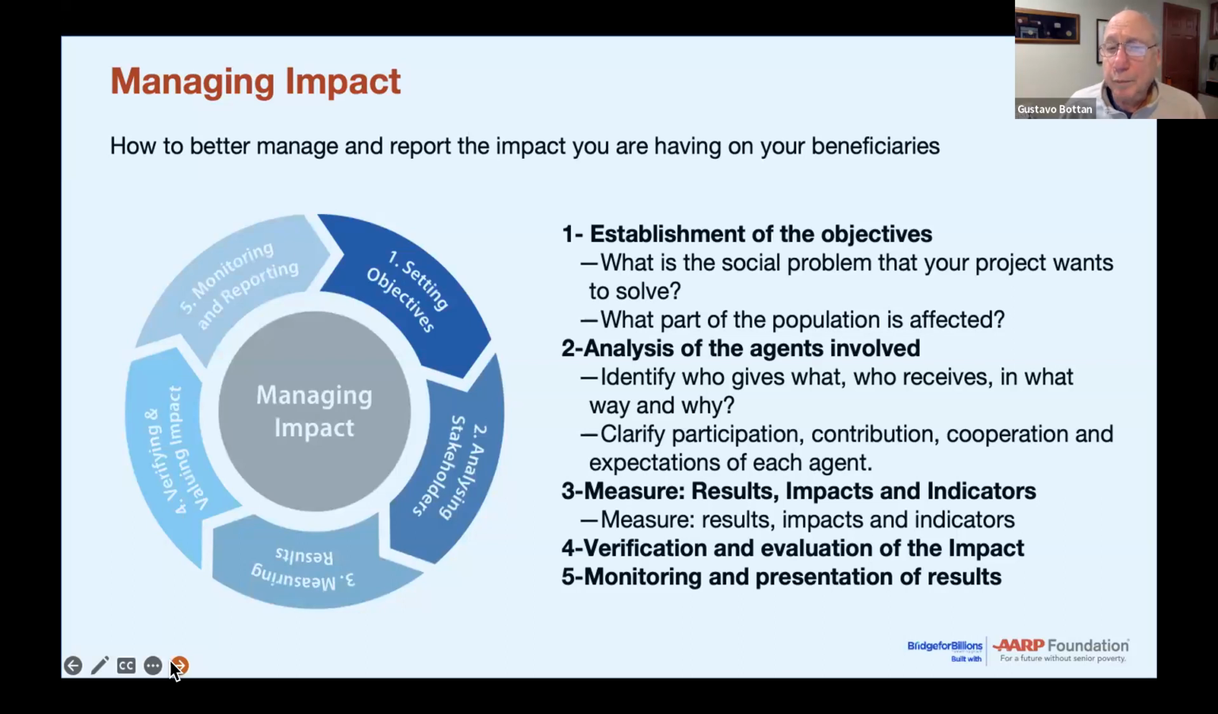And then you will have to measure those results, the impacts, via these indicators that you had selected. Then obviously you have to verify and evaluate the impact. What does that mean? It means that when you have an impact in these very complex things, you may or may not be achieving the positive impact that you thought. So by reevaluating, verifying and reevaluating, you may fine-tune things that will allow you to obtain meaningful benefits.